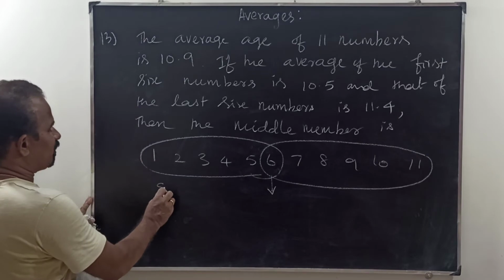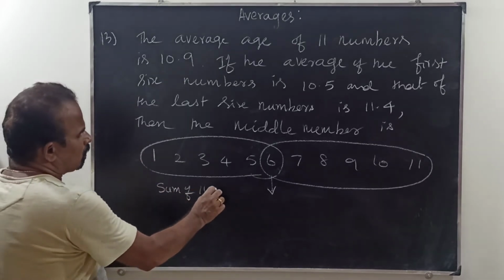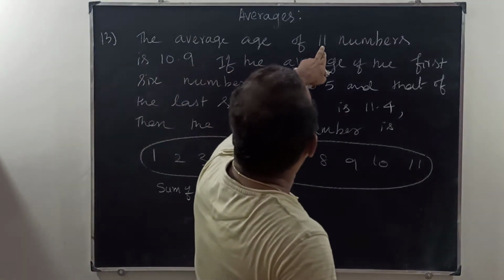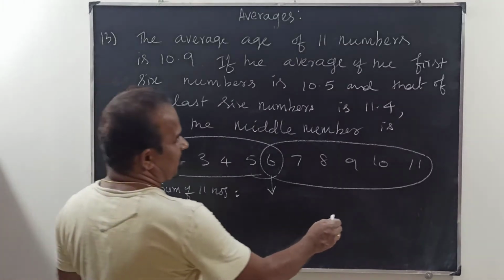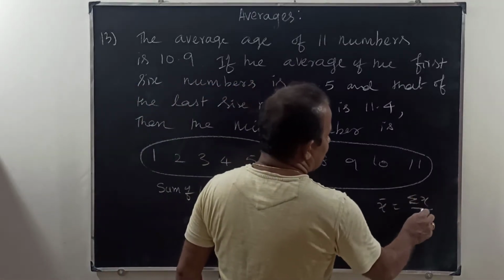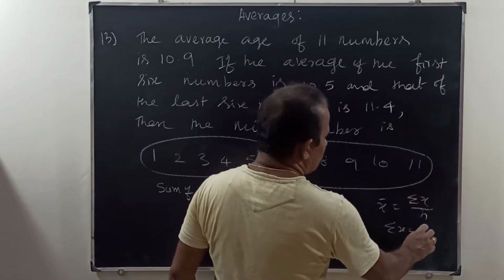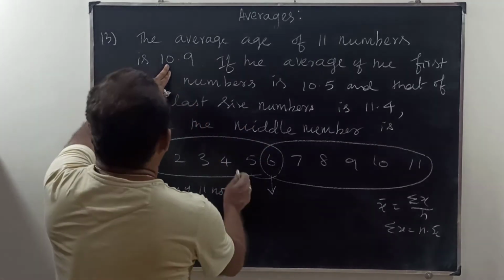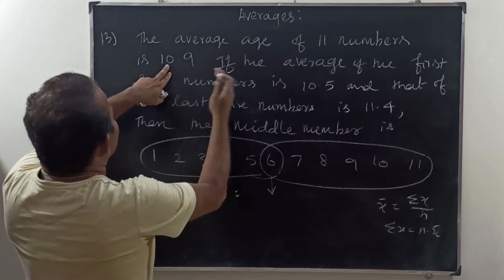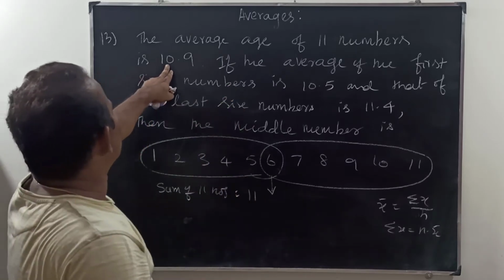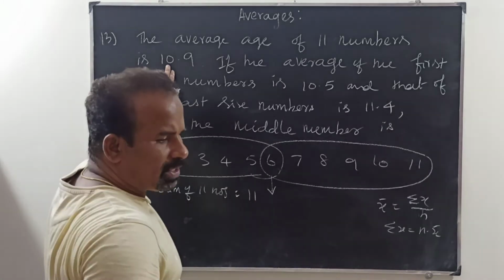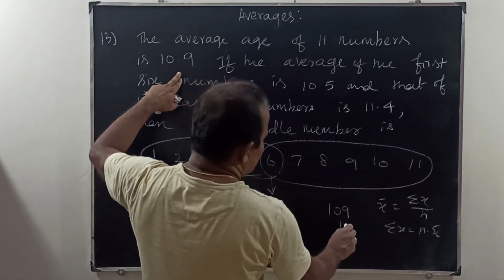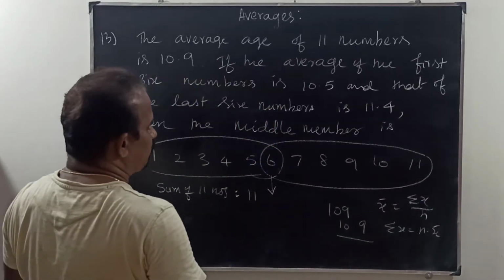So the sum of 11 numbers: the average is 10.9, therefore 11 into 10.9, because x bar is equal to sigma x by n, so the sum is equal to n into x bar, that you know. So this is 11 into 10.9. 10 into 10.9 is 109, plus 10.9, so 119.9.